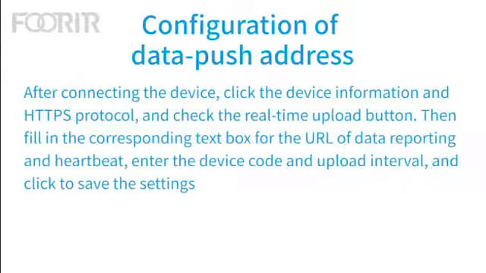Configuration of data push address. After connecting the device, click the device information and the HTTPS protocol. Check the real-time upload button. Then fill in the corresponding text boxes for the URL of data reporting and heartbeat. Enter the device code and upload interval, and click to save the settings.